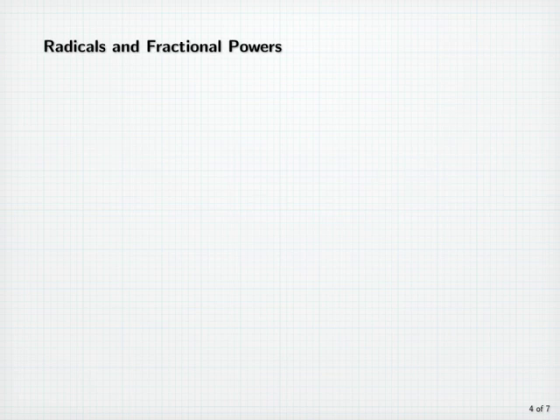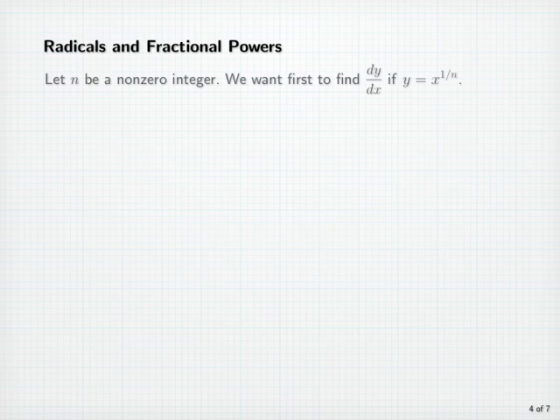Radicals and fractional powers. Let n be a non-zero integer. We want first to find dy/dx if y is equal to x to the 1 over n power. If n is positive, this is just the nth root of x, while if n is negative, it's 1 over the mth root of x, where m is the absolute value of n.